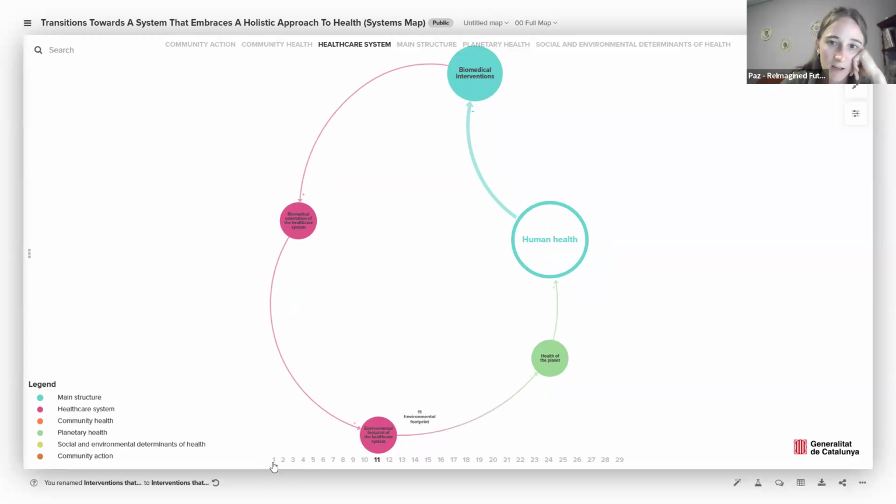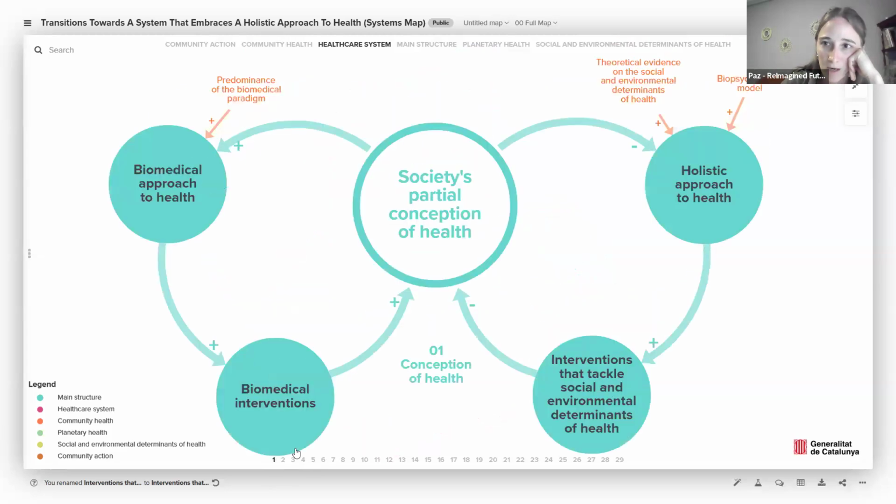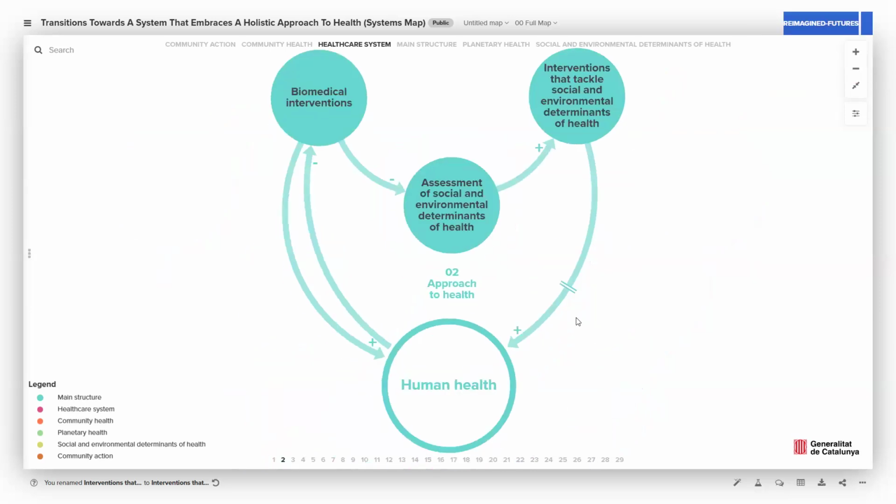Well, the archetypes are kind of tricky because they both have balancing and reinforcing feedback loops. But in this case, the systems archetype is saying that this dynamic on the left reinforces the biomedical approach and declines the development of a more holistic approach to health. In the second loop, okay, I understand. Thank you. I understand the dynamics of loops.